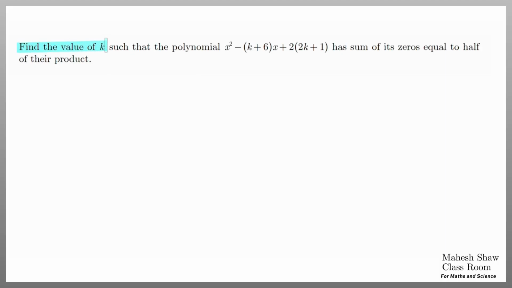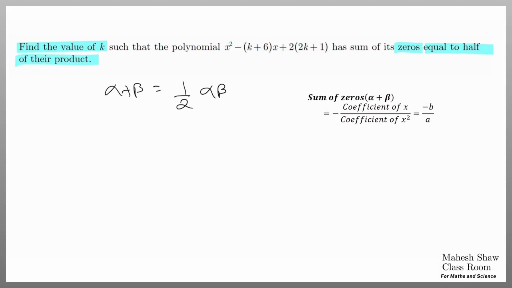The question is to find the value of k such that the given polynomial has the sum of the zeros equal to half their product. The sum of the zeros is represented by alpha plus beta. If I take alpha and beta as the zeros of this polynomial, the sum is equal to half times the product, and the product is alpha beta. So the sum of the zeros is minus b by a. Minus b will be the positive of this, that is k plus 6, over a, where a is 1 here so you may not write it, is equal to half the product.